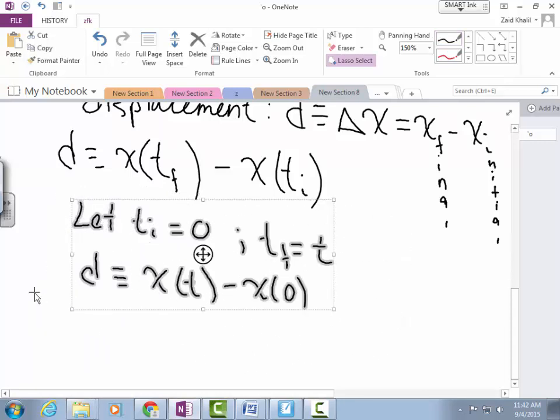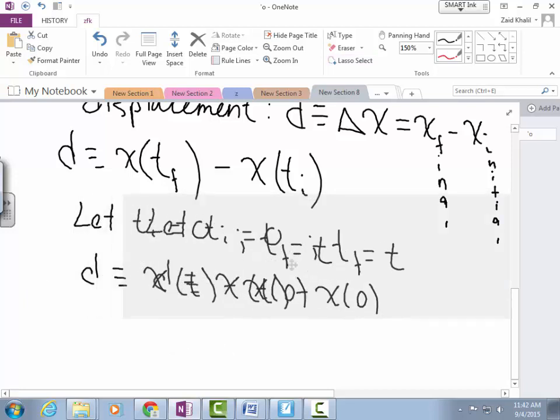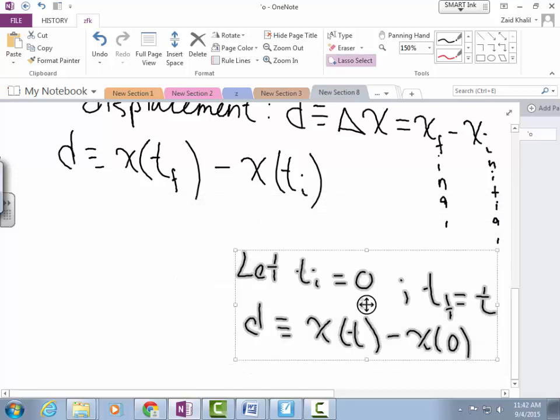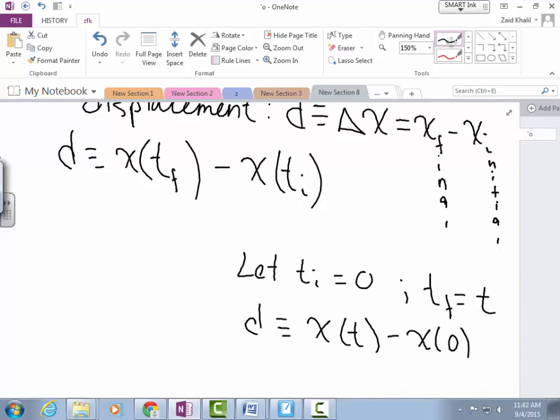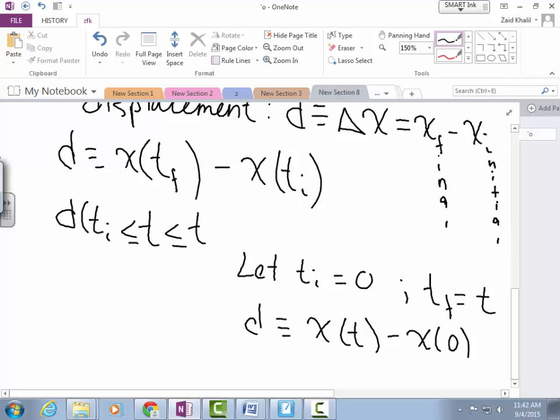Have you ever seen anybody use this app? It's very cool. This is Microsoft OneNote. So I'm going to move this here, and I'm going to actually write out what displacement is. Displacement is going to happen over what time period? From ti to tf, right? All this is saying is that t spans from what to what? ti to tf. And that's equal to x of tf minus x of ti.